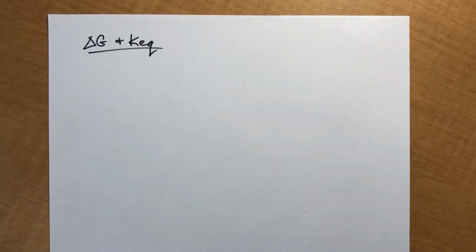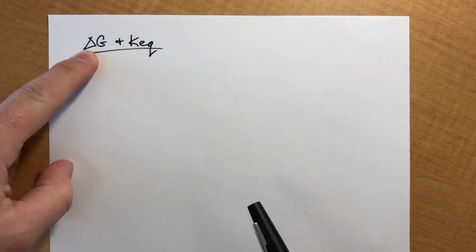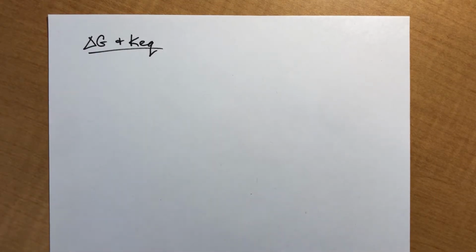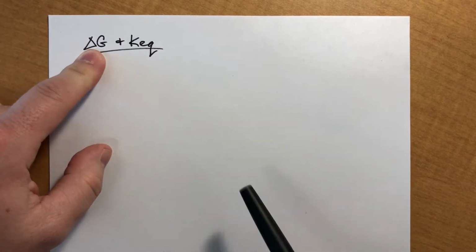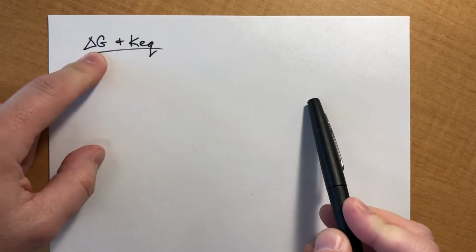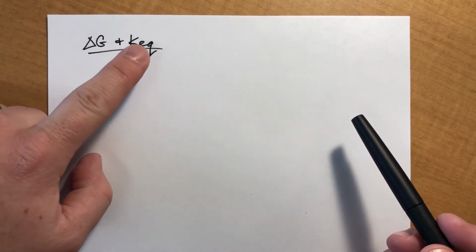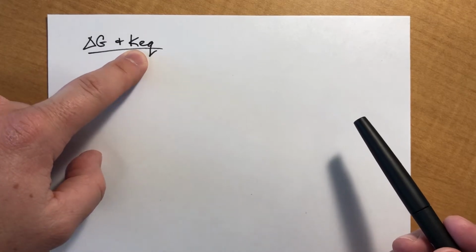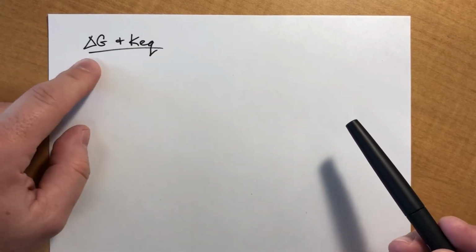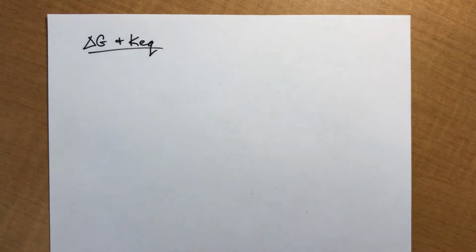Okay, in the last video we learned about delta G, which is Gibbs free energy, and we said that if delta G is negative, it tells us that a reaction is spontaneous. If delta G is positive, it tells us the reaction is not spontaneous. And if delta G is equal to 0, it is at equilibrium, which means there is some sort of connection between delta G and equilibrium, and we need to deal with that.